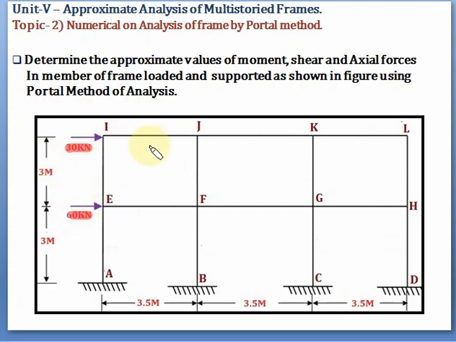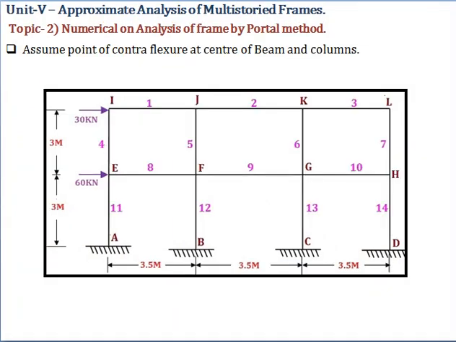The horizontal members are IJ, JK, KL, EF, FG, GH. Vertical members are IE, EA, and so on. There are four vertical members and two horizontal members. At joints A, B, C, D, it is subjected to a fixed support. So this is the loaded and supported frame as shown in the figure.